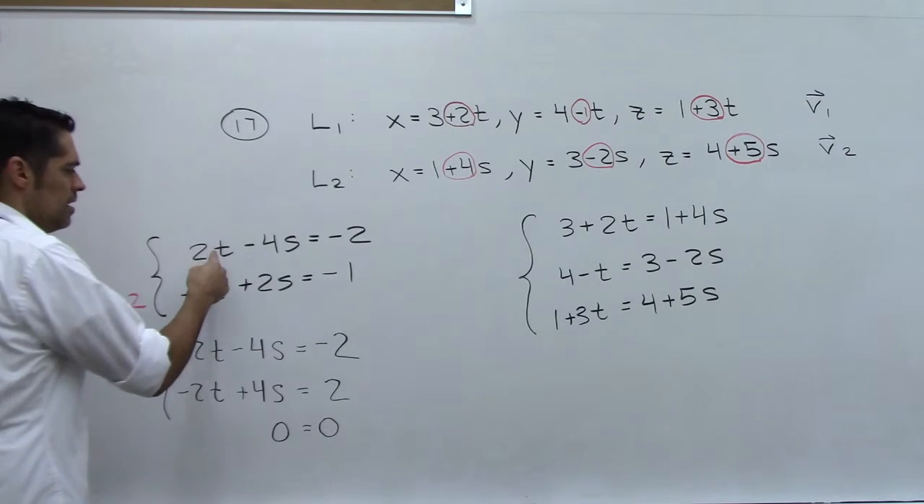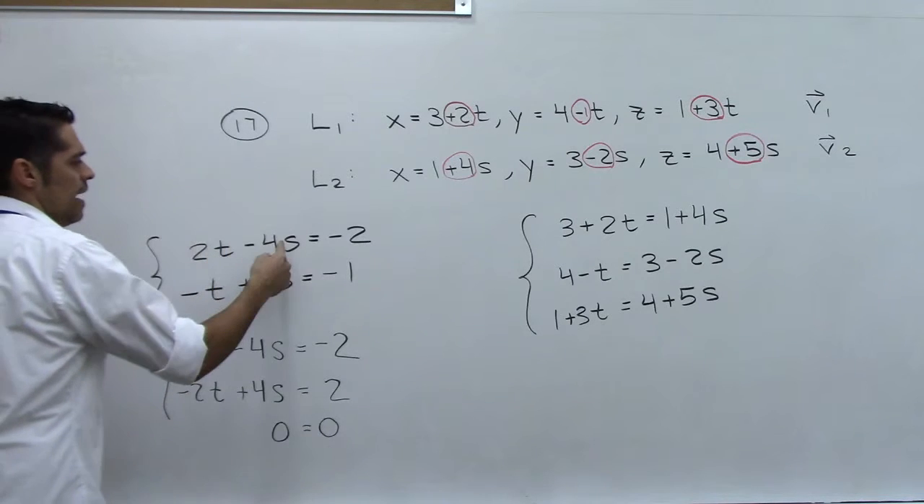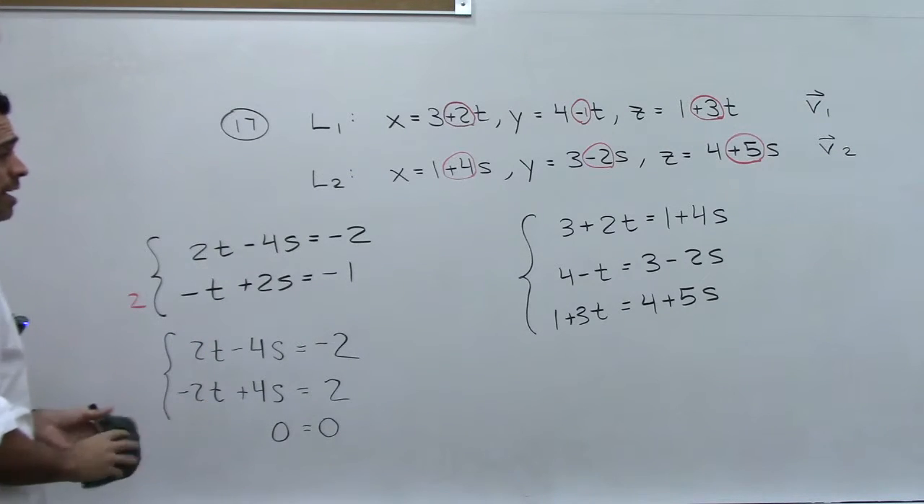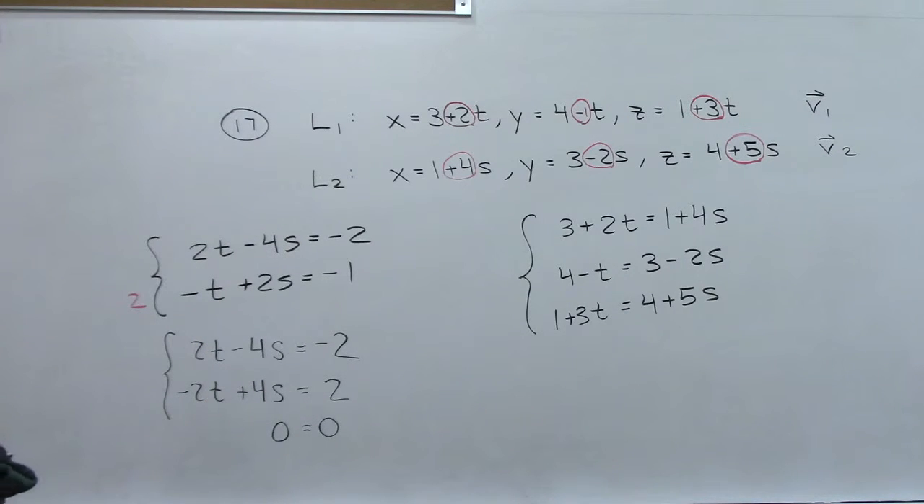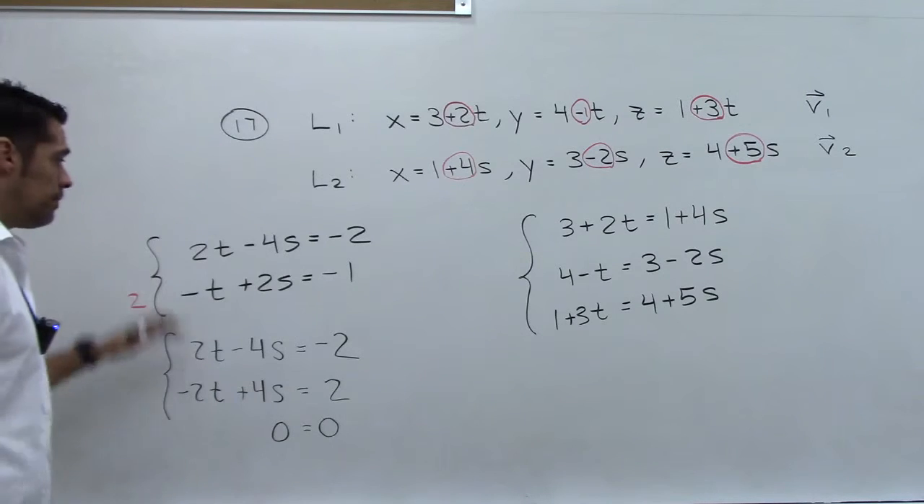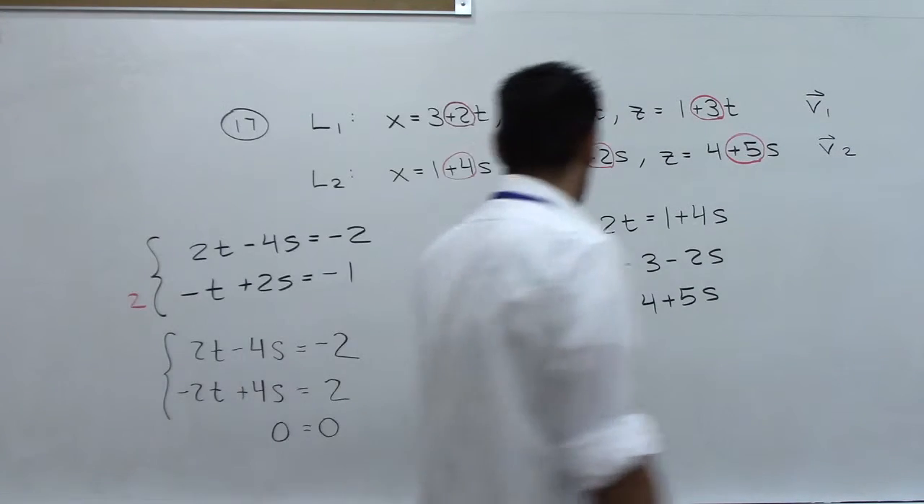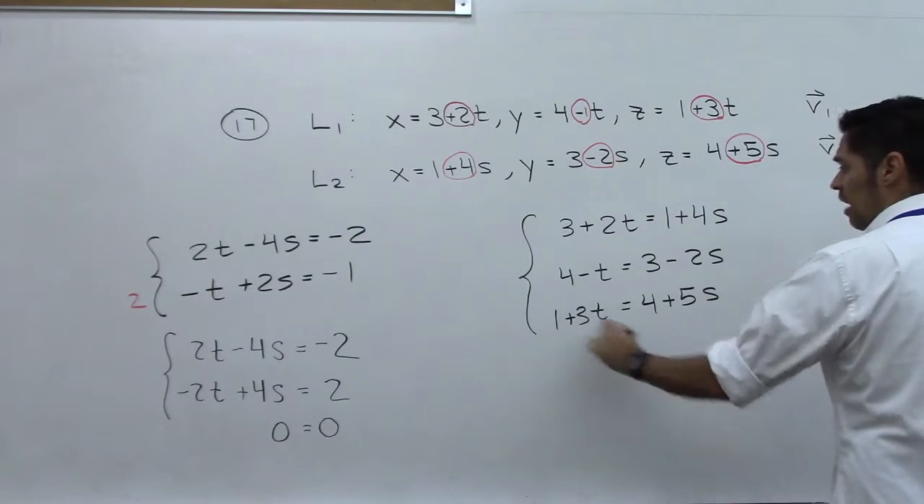If I plug in a t for this, there's going to be an s that works, and the same t and the same s will work here. So there's an infinite number of pairs that are going to work here. So I don't really have a lot of information from this. So what I'm going to do now is move on to this right here and work with, let's say, the second and third equation.